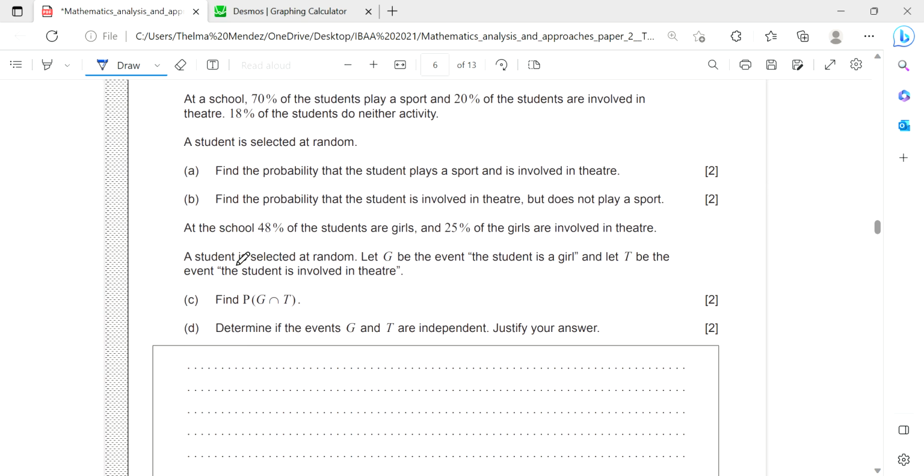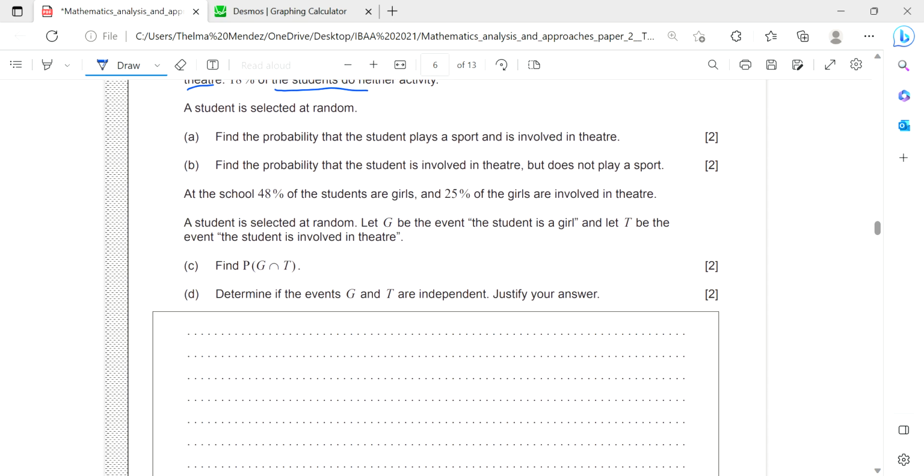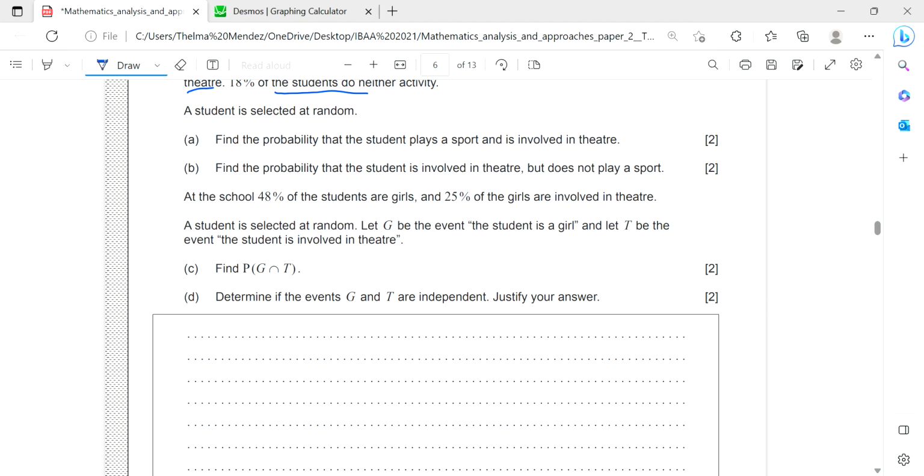Okay, at a school, 70% of the students play sports, and 30% of the students are involved in theater, and 18% do neither of these two activities. A student is selected at random. A, find the probability that the student plays a sport and is involved in theater.